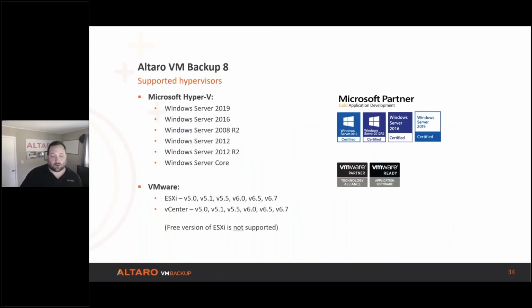Supported hypervisors: for Hyper-V, we support anything 2008 R2 or newer, including Windows Server Core. For VMware, we support ESXi 5.0 and newer. One thing to note, we do not support the free version of ESXi. That's because the backup APIs in ESXi free are set to read only, and there's no way around that, unfortunately.